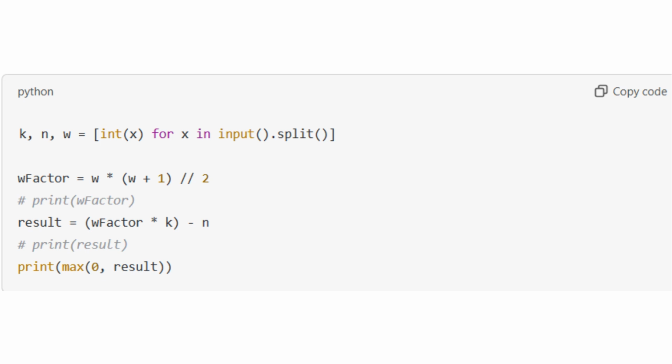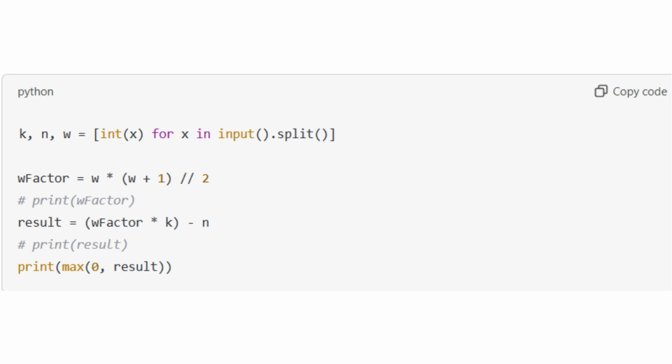2. Calculating the total cost. Next, we calculate the total cost for buying all W bananas. The sum of a series of numbers from 1 to W can be found with the formula W times W plus 1, divided by 2. This will give us the total number of banana units needed without factoring in K yet. In the code, we store this in the variable W factor, and we use integer division to ensure we get a whole number. This gives us the sum of the first W numbers.